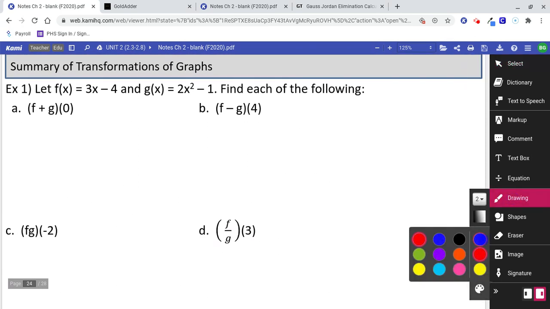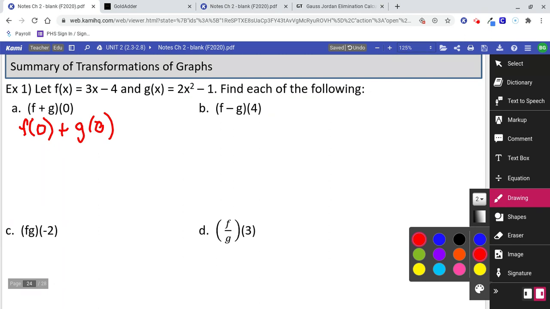I think the first thing you need to understand is the notation. When they say f plus g, that just means they're adding the functions. Of 0, I think it would probably be easier if you think of it like this. F of 0 plus g of 0. That means the same thing. I think you're probably going to understand that a little bit better. So look at it that way.